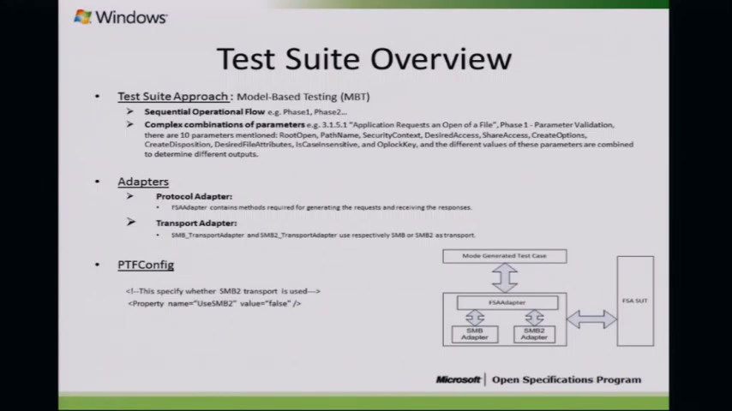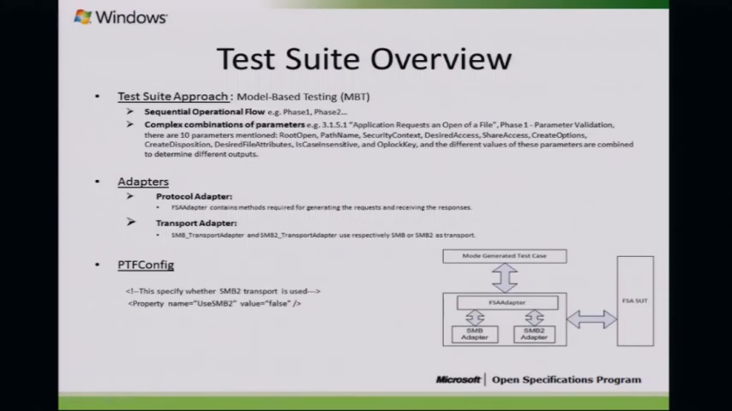Now coming to the architecture, if we see this diagram, we have two adapters. One is the protocol adapter and one is the transport adapter. The protocol adapter is specific to FSA. Whatever FSA states as far as error processing and pseudocode, all that implementation is in the FSA adapter. The transport adapter is just how we send packets over the wire. So we use either SMB2 or SMB as a transport.